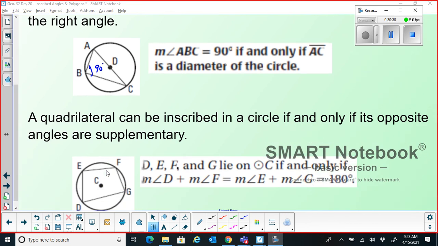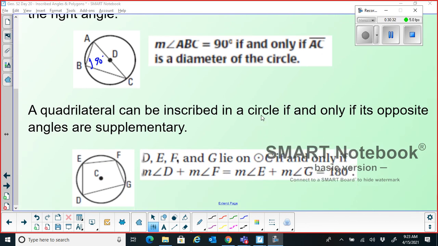Please note down this as well. A quadrilateral can be inscribed in a circle if and only if its opposite angles are supplementary. What does that mean? If I have an inscribed quadrilateral, then all of its four vertices should lie on the circle. That can happen only if angle F and angle D add to 180 degrees, and in the same way angle E plus angle G add to 180 degrees. That has to be true. Please note down this as well. We will see problems based on them in the next few slides. Let's move on to the next slide.